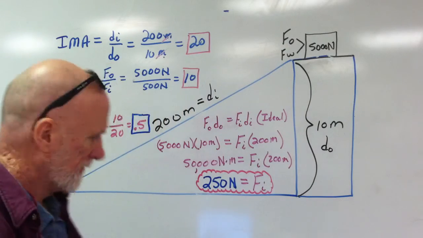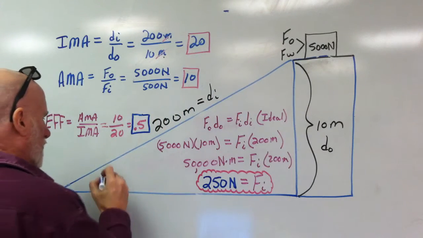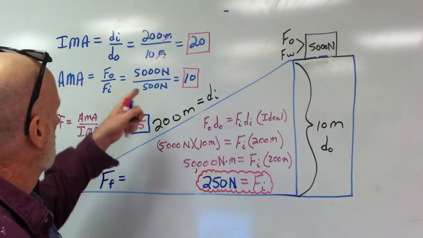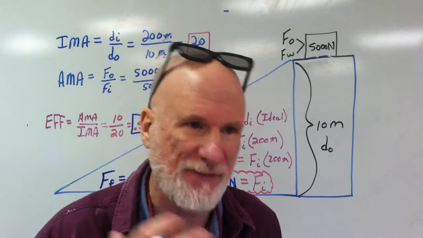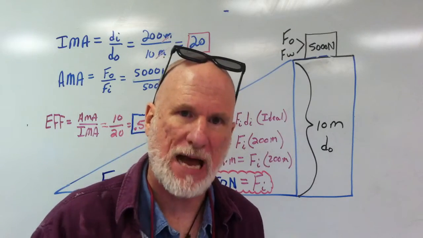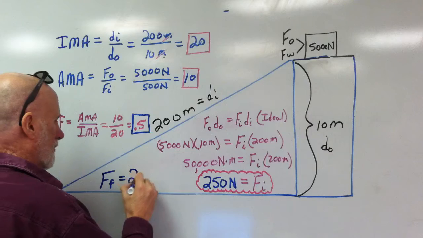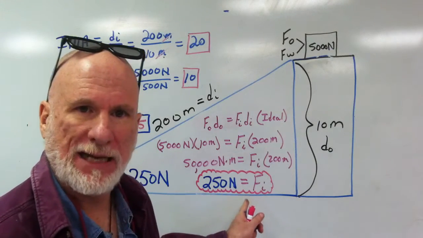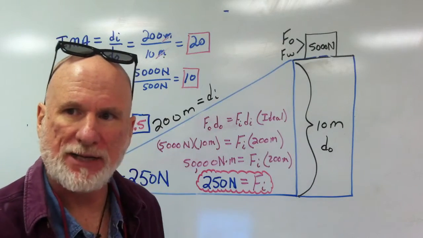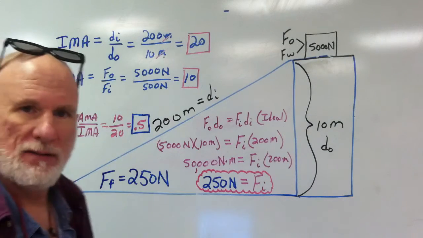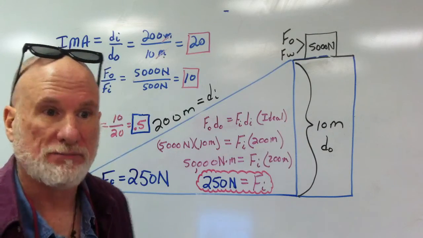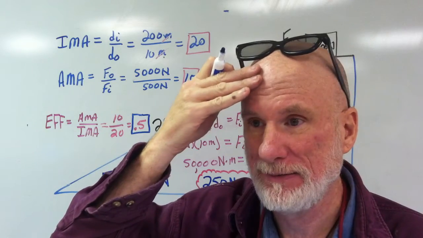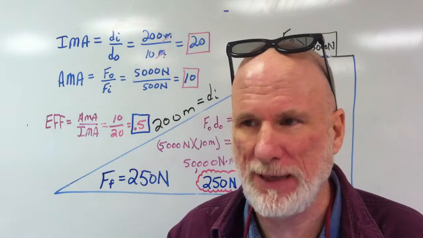How much friction? So friction will equal, it took me 500 newtons of applied force to push that box up. Ideally I should have been using 250. 500 minus 250. 250 newtons is my friction. You know, it's not too bad, really. You see how complicated this could be?